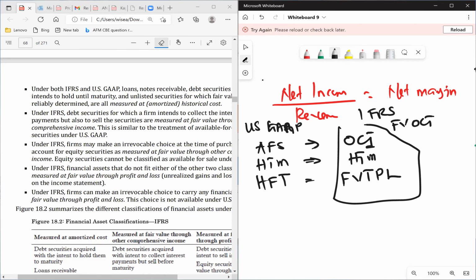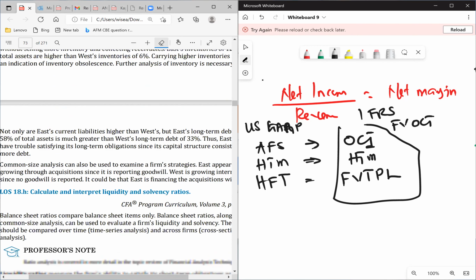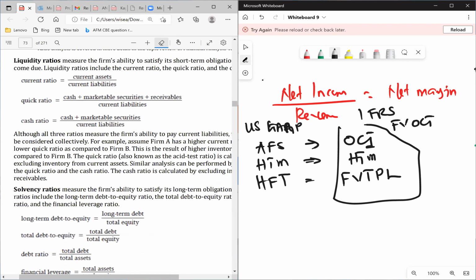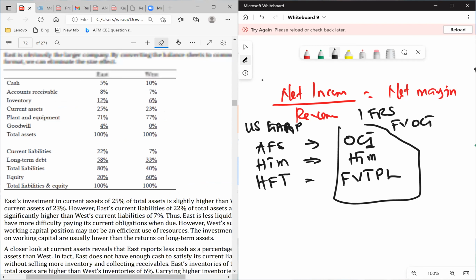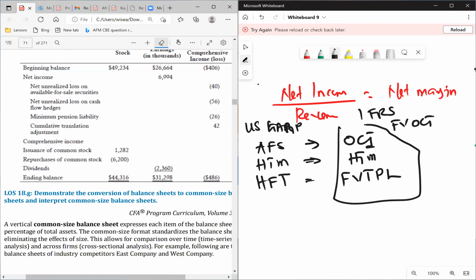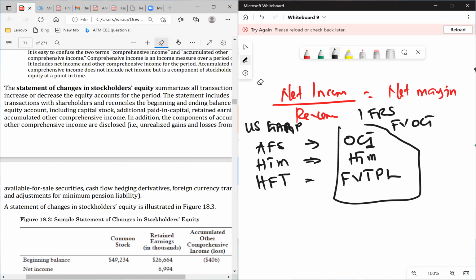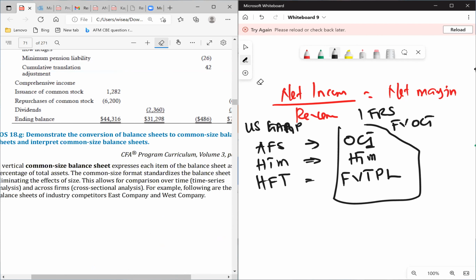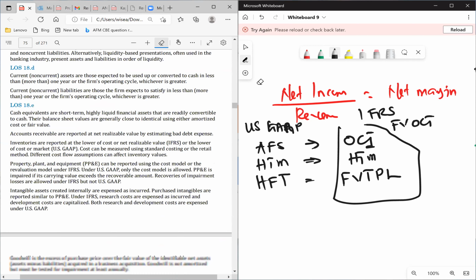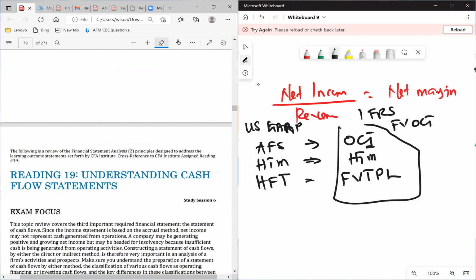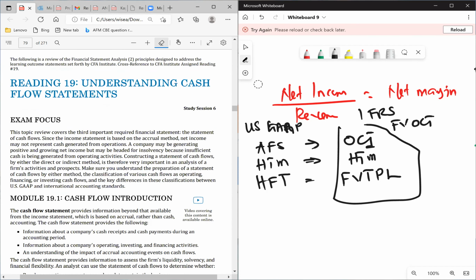So now let's go to the ratios, financial ratios, which is also one of the key elements that will come in your exam. Then you can go to cash flows as well. Okay, let's start with cash flow. Understanding the cash flow statement.